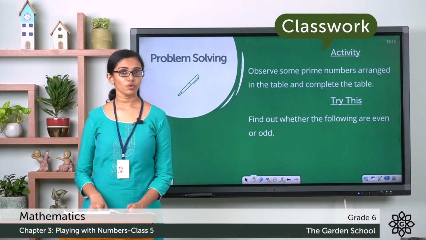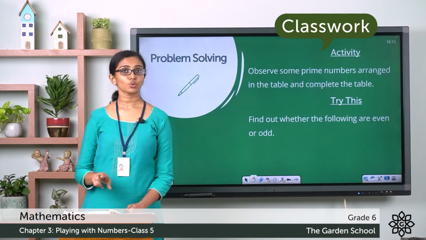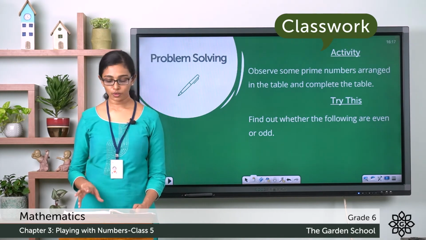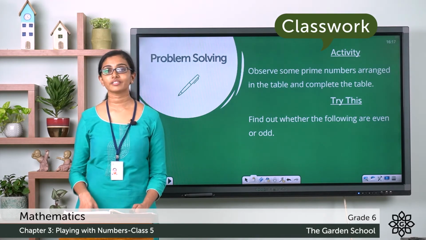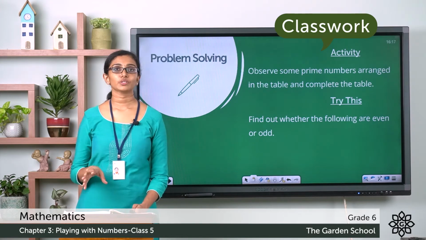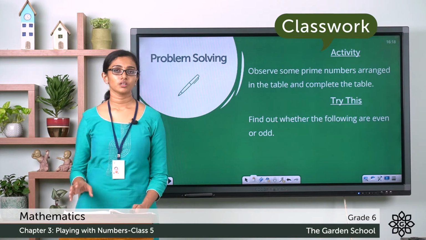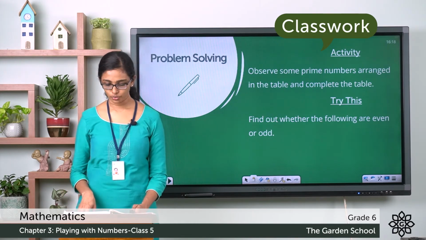Now, the second row, the number 2. Which are the factors of 2? It is 1 and 2. So, there are 2 factors. So, in the column for writing the number of factors, what should you write? 2, because there are 2 factors for 2. Now, which are the prime numbers among the factors? It is 2. So, in the prime numbers column, you have the number 2.